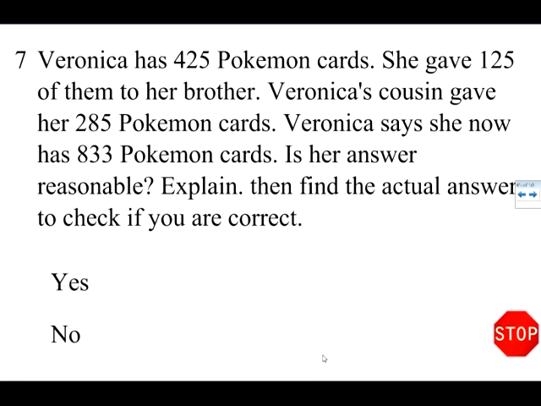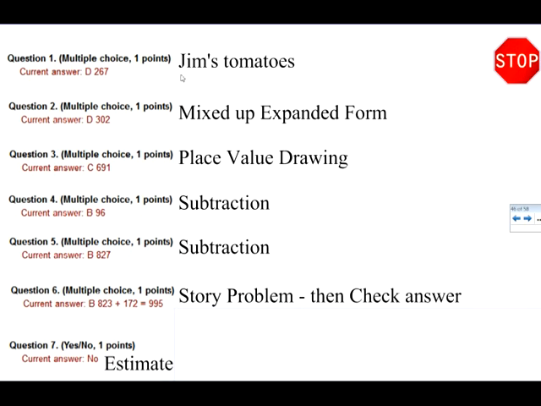Question number 7, final question. Veronica has 425 Pokemon cards. She gave 125 of them to her brother. Veronica's cousin gave her 285 Pokemon cards. Veronica says she now has 833 Pokemon cards. Is her answer reasonable? Explain, then find the actual answer to check if you are correct. Yes or no. So first of all, you have to figure out whether it's a reasonable answer, and then you have to explain. Let's go check if you've got these questions correct. Take out your piece of paper and see if you got these correct.